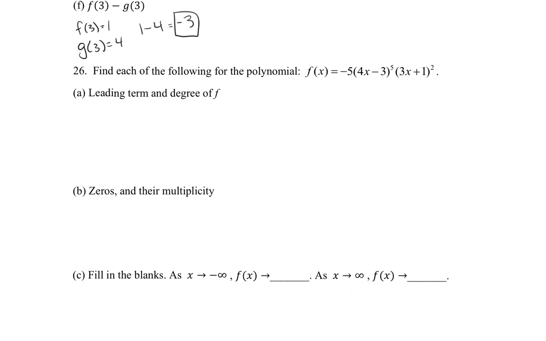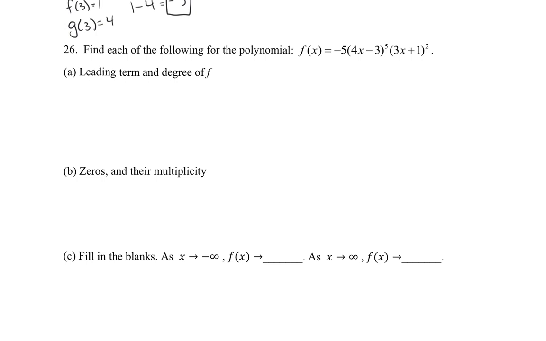Find each of the following for the polynomial. What I know for the leading term is that it's going to be the highest x value. What I can see here is that we have 2 on this, 5 on this, and this negative 5 term here. If we multiply those all together, that should be our leading term, because that's going to be the highest order of x's. In this polynomial, 4x is going to be multiplied together 5 times, and here, 3x is going to be multiplied together 2 times.